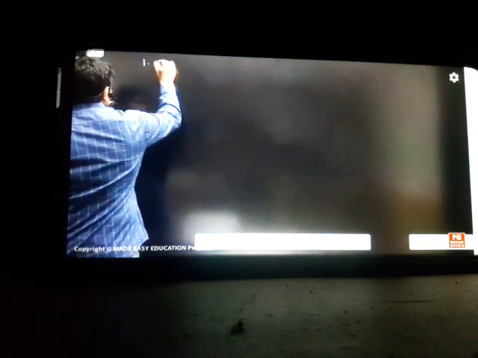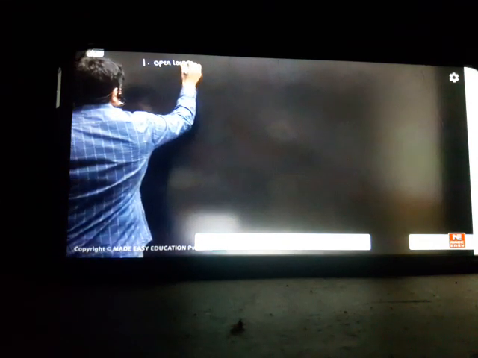So let us start our class. Keep the first subheading. In this topic, we are making the first subheading. The first subheading is open-loop op-amp. Let us understand the principle behind open-loop op-amps.